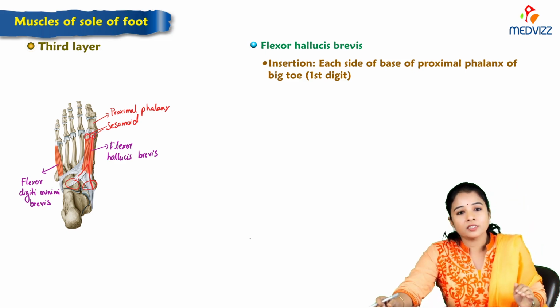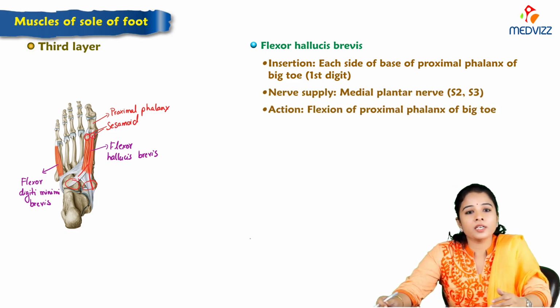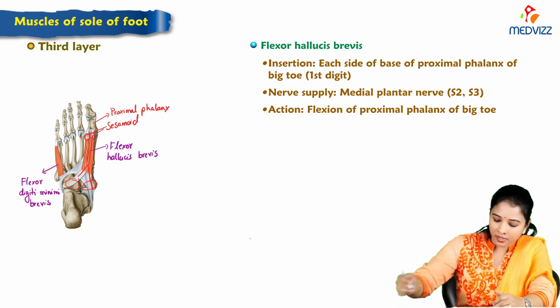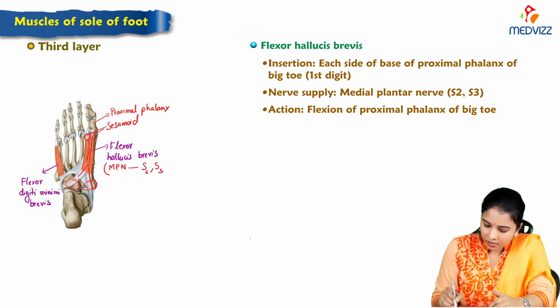So finally it gets inserted to each side of the base of the proximal phalanx of the great toe, and it is supplied by the medial plantar nerve, root value S2 and S3.